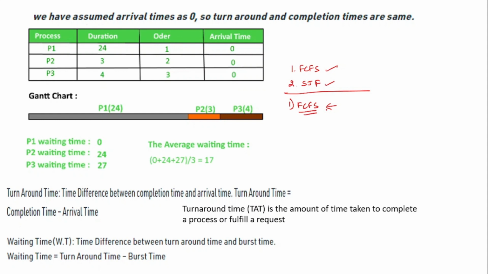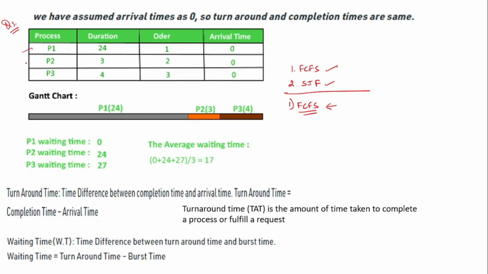The process which comes first is allocated the CPU first, the execution takes place, and then it is removed from the queue. Then the process which comes second in order will go second. As soon as your turn comes, you get the CPU, the process is run, and you exit. This is one example of first come first serve.